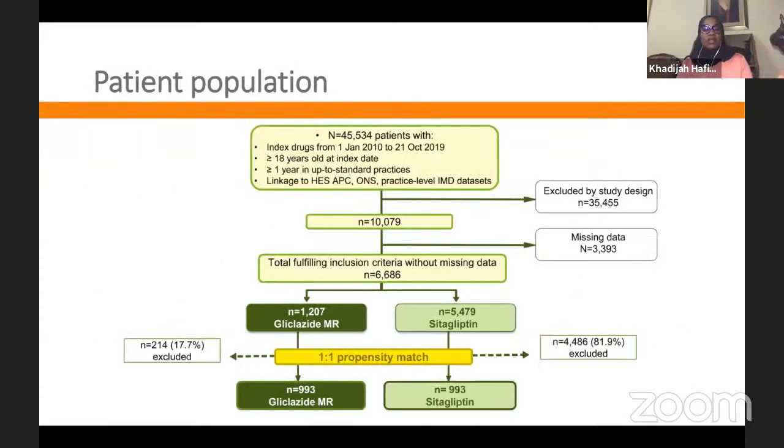So when they looked at the database, they had over 45,000 patients that were eligible. But then after excluding those with missing data, those with other exclusion criteria, they were left with over 6,000 patients, which were then divided into around 1,000 that were on gliclazide and more than 5,000 on sitagliptin. But when they did the propensity matching, because it had to be equally matched, we ended up with a population of just under 1,000 in the gliclazide MR group and a similar number in the sitagliptin group as well.